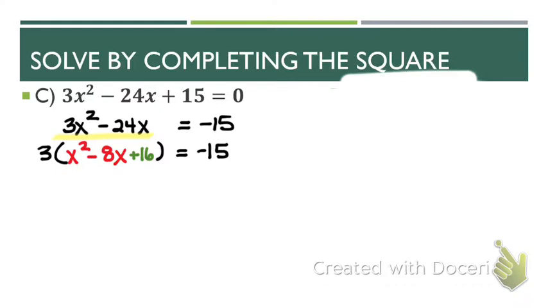But here's the thing that you have to keep in mind. I'm not really adding 16. I'm really adding 3 times 16, right? Because everything in this parentheses is multiplied by 3. So on this side, you need to multiply that 16 by 3. So this is really 3 times 16 on that side.